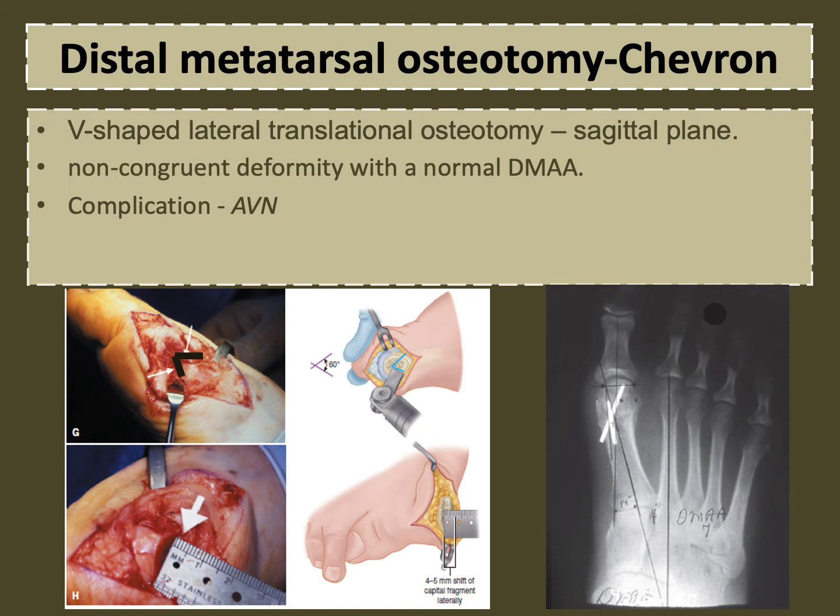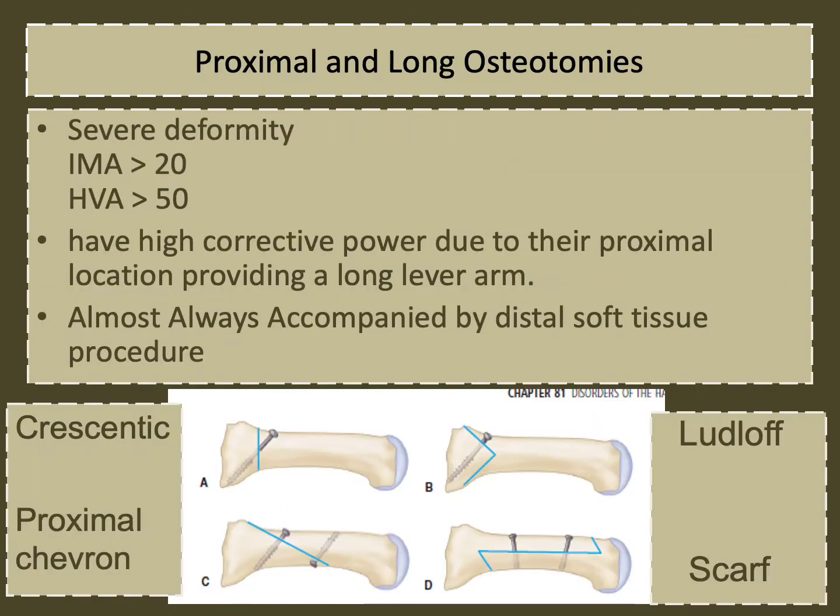It has a high healing rate. It's stable. You can use almost anything for fixation and it will usually work. There is a complication of avascular necrosis for any of these distal osteotomies. So a lot of times we won't do a soft tissue procedure on the lateral side in addition to this, because we worry that if we make a lot of soft tissue stretching procedures along the distal head, you may get AVN of the distal head, and that's a bad day for everyone if that happens.